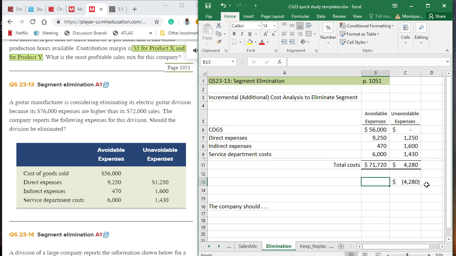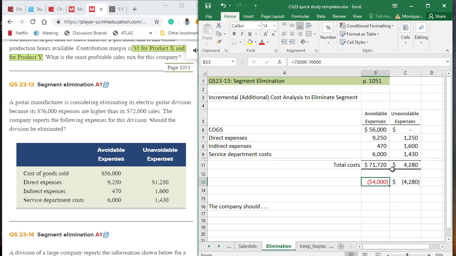Now on the flip side, we were able to have, what was it? 72,000. So that was equal to 72,000 originally, minus the 76,000. Oops, I did it wrong. Missing a 0. Okay, and you'll see that originally we had a loss of 4,000, but if we get rid of it, we're still going to have a loss of 4,280. So we're actually going to lose $280 more by getting rid of it.